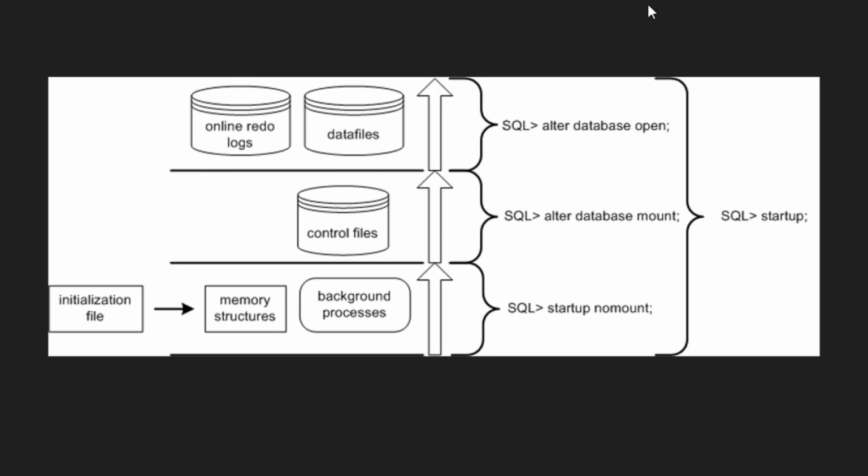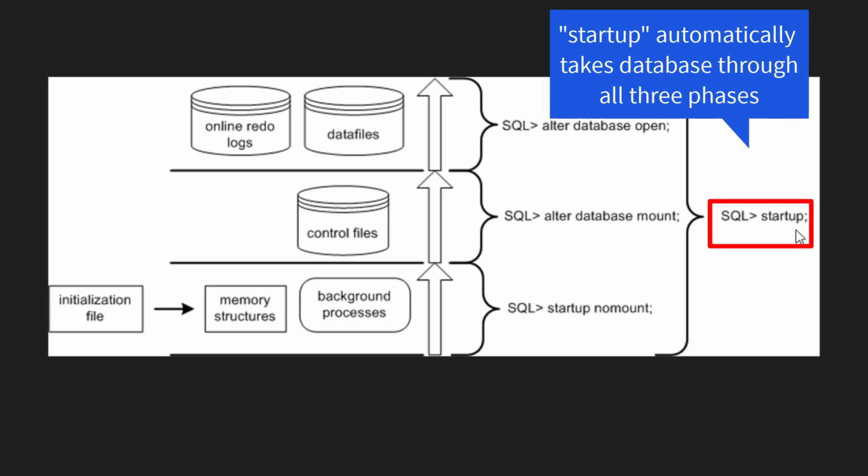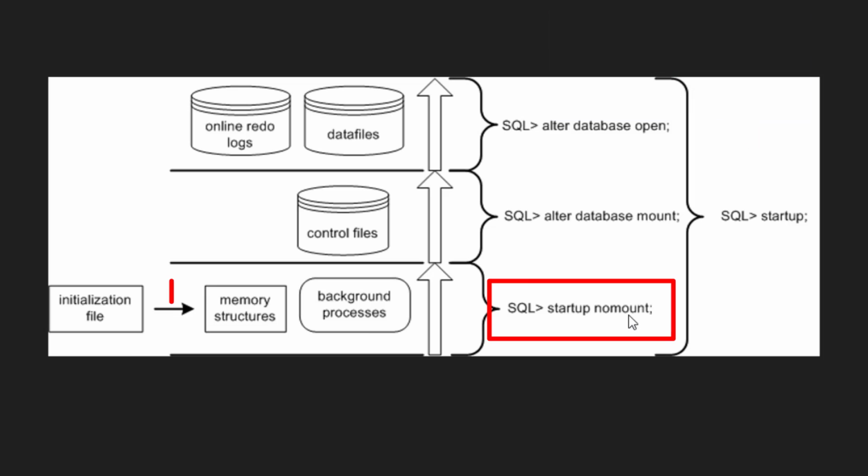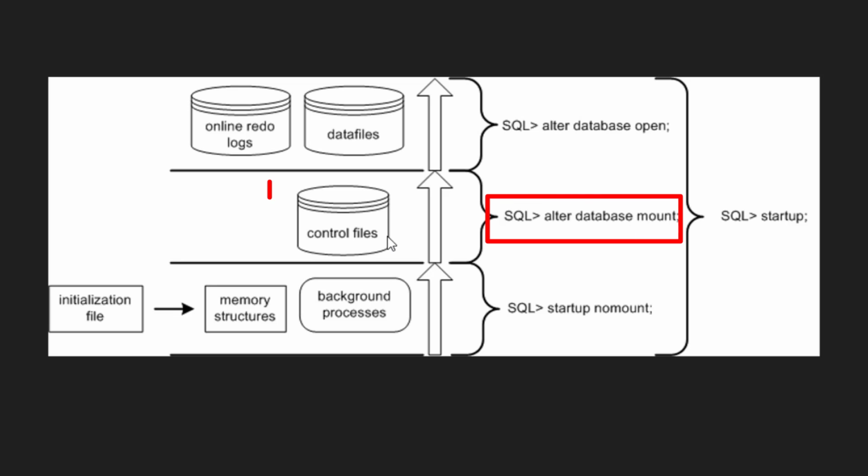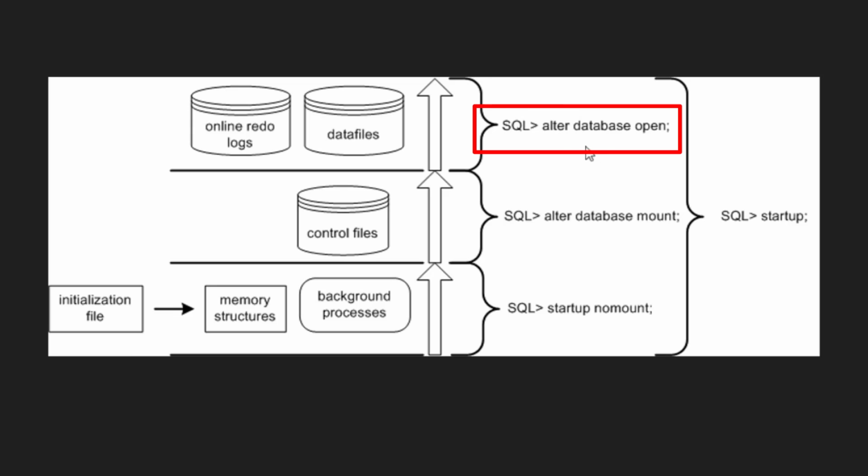If you look at this diagram, you see that you can issue a startup command from SQL Plus, and that will automatically take you through three phases. It first takes you through the nomount phase, where the background processes and memory structures are allocated and started. Then the mount phase, which opens the control files, and then the database open phase, which opens the data files and the online redo logs. At that point, your database is completely open. So when you issue a startup, it takes you through three phases: nomount, mount, and open.